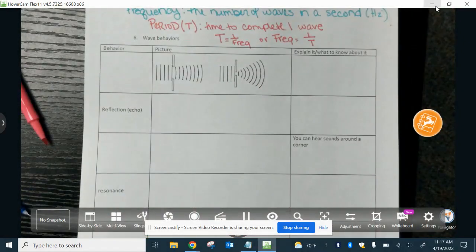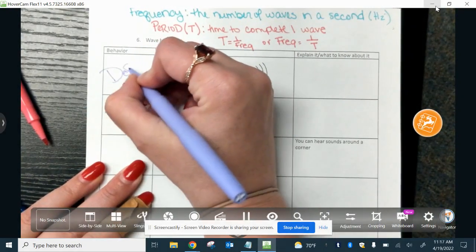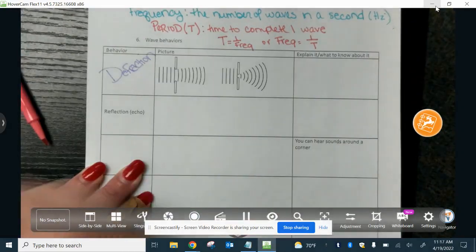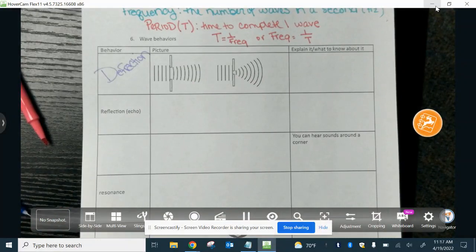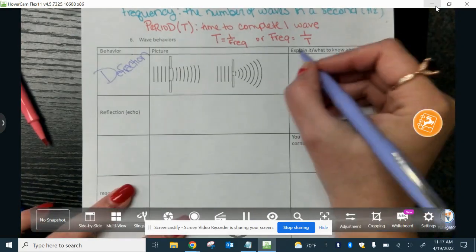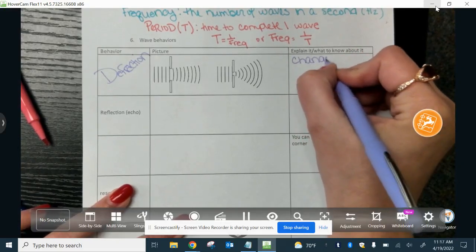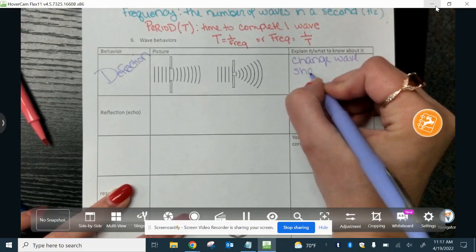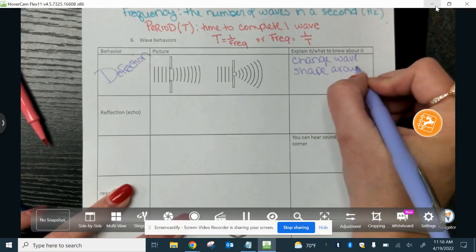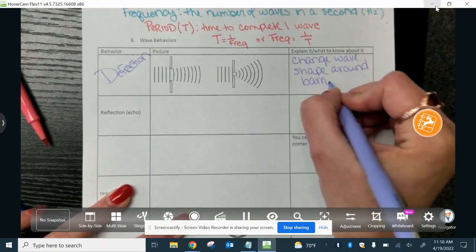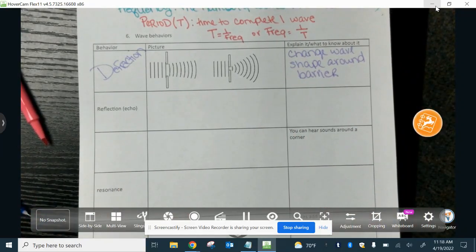All right, does anyone know what that behavior is in that first picture? Diffraction. It's diffraction. What's going on with it? What happens? It gets altered? The waves change their shape to go through that little opening. So the wave shape changes around a barrier.